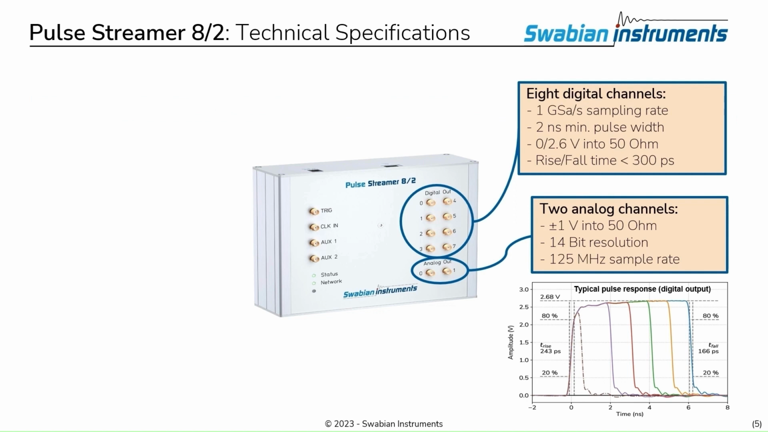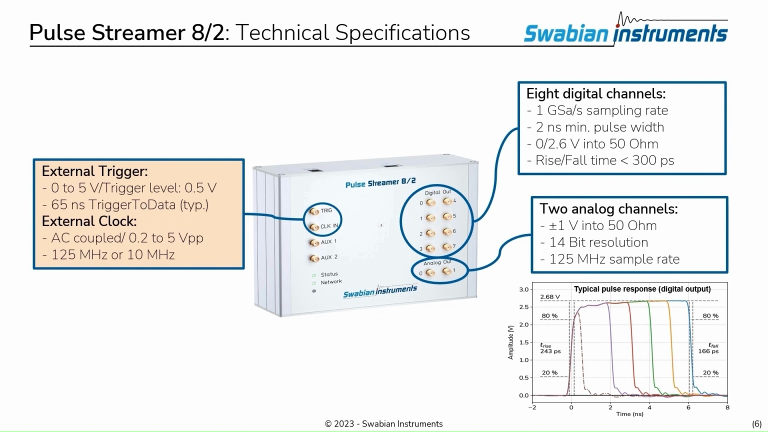The digital channels offer a 1 nanosecond timing resolution with output voltage levels of 0 and 2.6 volt. The analog channels provide an output voltage range of ±1 volt with a 14-bit vertical and an 8 nanosecond timing resolution. All outputs are designed to drive 50 ohm loads, as is common in high-frequency applications.